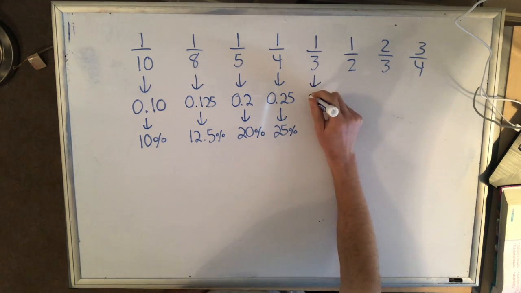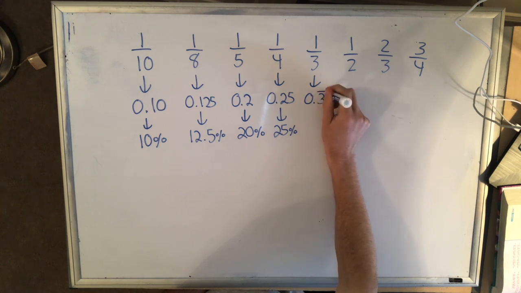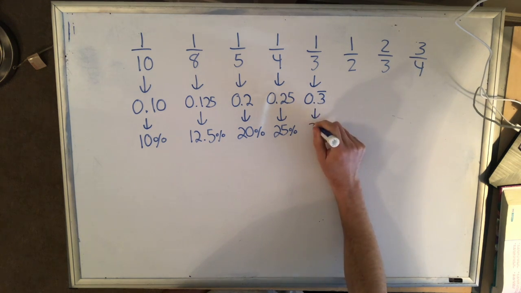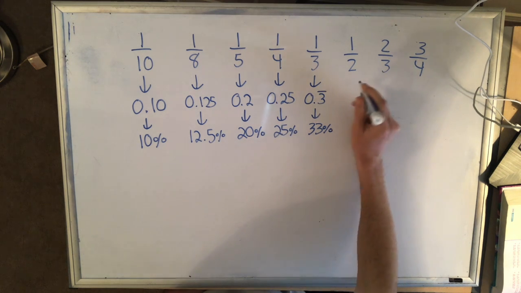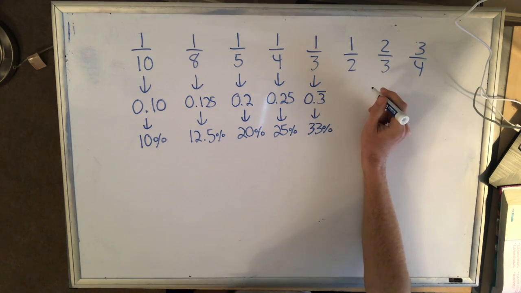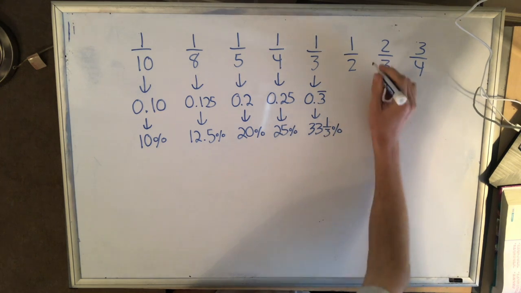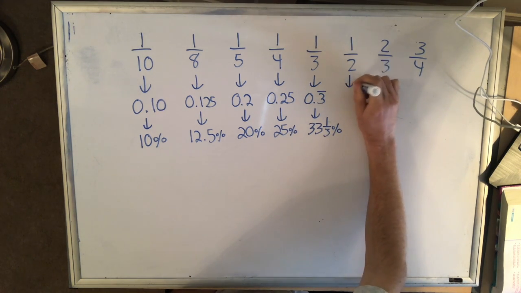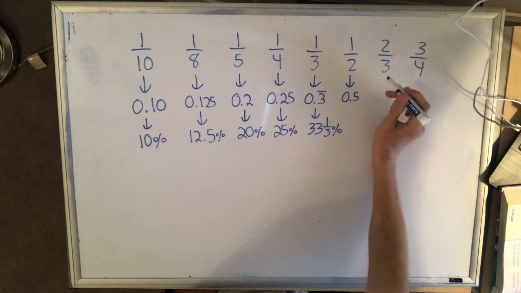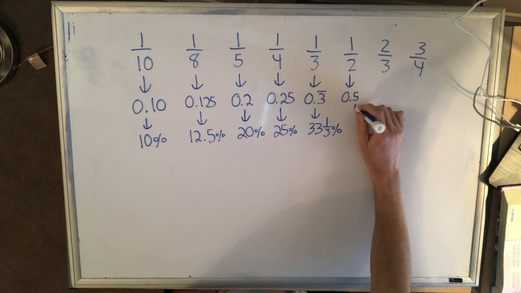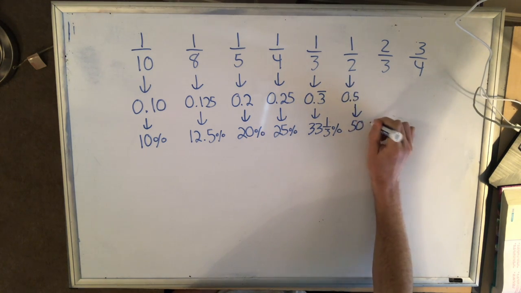1/3, 1 divided by 3 is 0.3 repeating. So 0.3333 going on forever. And that's 33% approximately. Or 33 1/3% to be more precise. And 1/2 is 0.5 or 0.50, since putting zeros at the end of decimal numbers does not affect the value. And 0.50 is 50%.